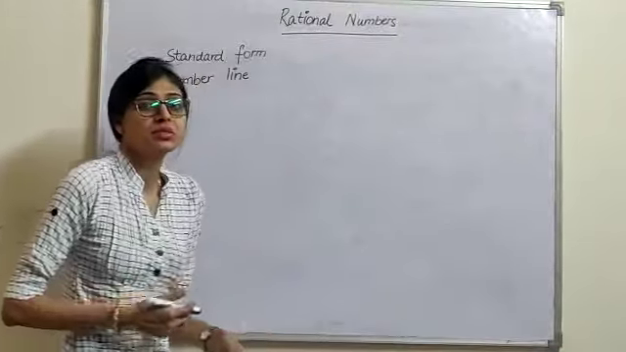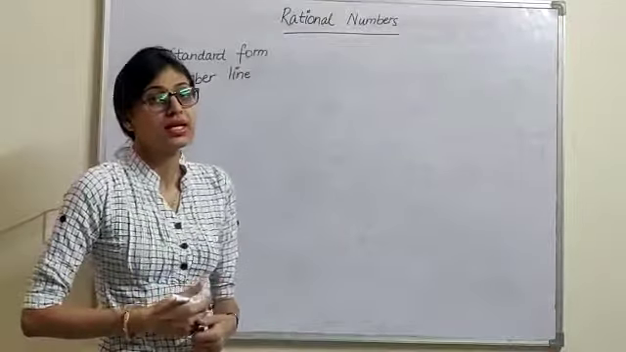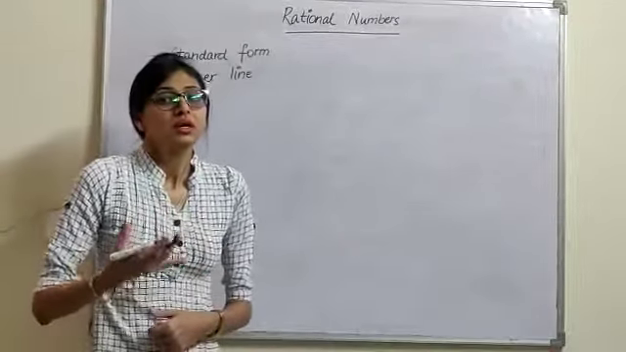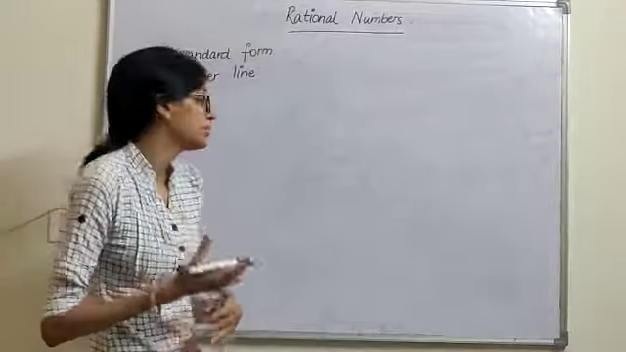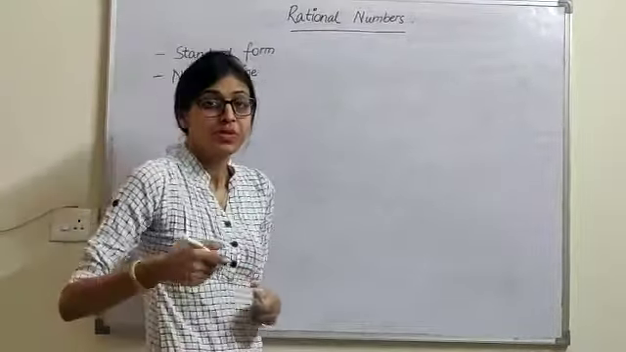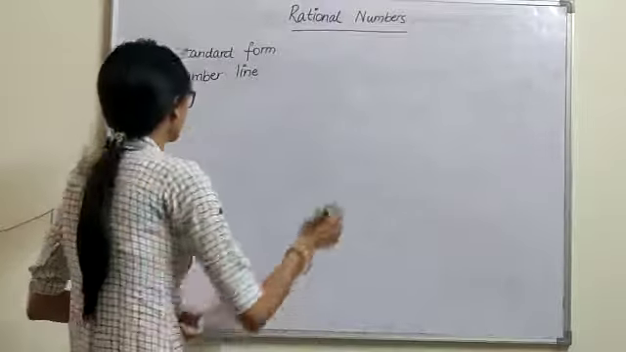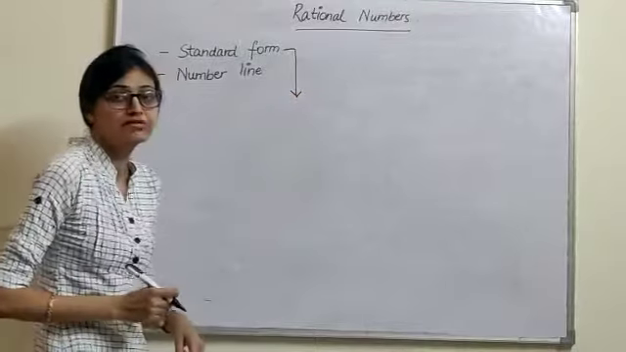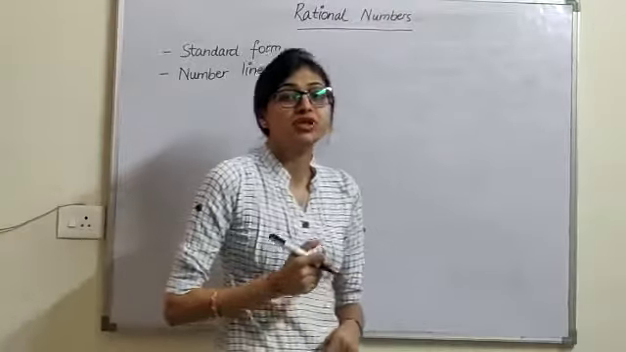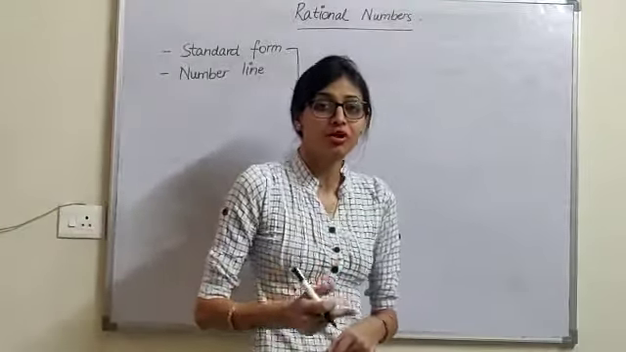And in rational numbers, two topics we are discussing today: how we have to place the rational numbers on the number line, and the second one is standard form. Okay, let's start with the topics. First I am doing standard form. How you represent rational numbers in standard form.